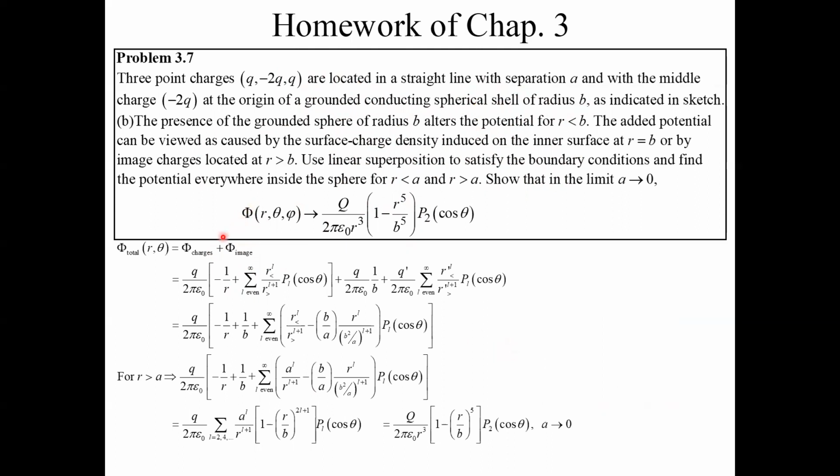So we should do some image charge here, and here, because the minus 2q is located at the origin, its image charge is just at the origin. Okay, and again we take the limit A approaches 0, so our R is just much larger than A.